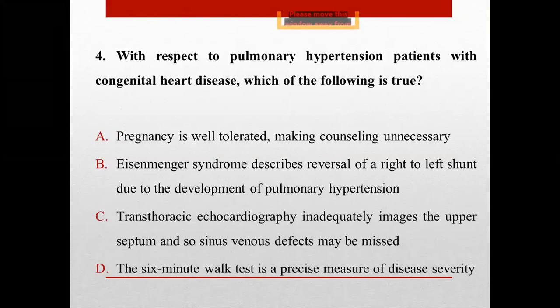With respect to pulmonary hypertension patients with congenital heart disease, which of the following is true? Pregnancy is well tolerated, making counseling unnecessary. Eisenmenger syndrome describes reversal of a right to left shunt due to development of pulmonary hypertension. Transthoracic echocardiogram inadequately images the upper septum, and so sinus venosus defects may be missed. The 6-minute walk test is a precise measure of disease severity. So I'm waiting for your answer.